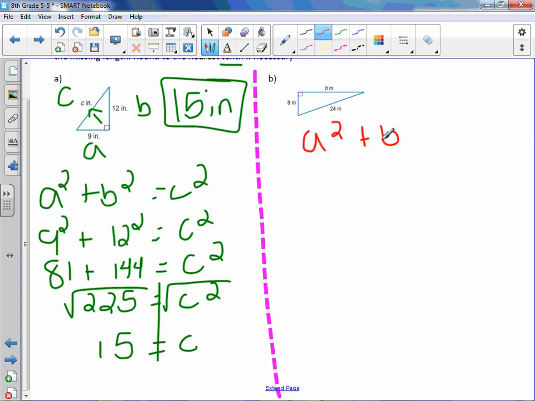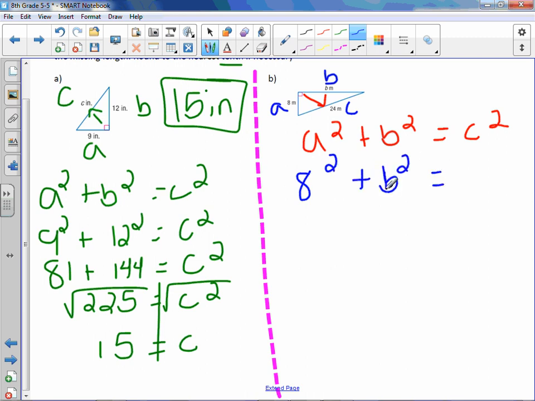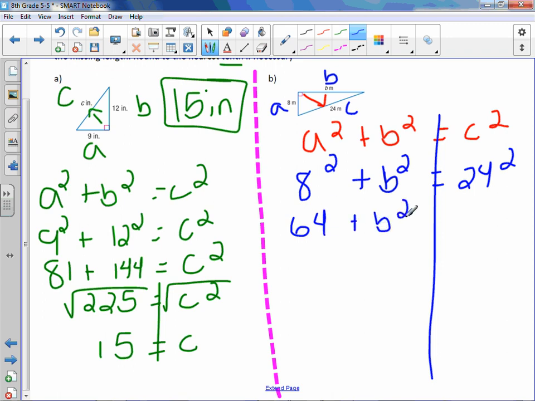So letter B, a squared plus b squared equals c squared. I know c is across from the right angle. It is the hypotenuse. So this is c. This one's labeled b, so I might as well keep it that way, and a. A is 8, 8 squared plus, we don't know b squared equals, and c is 24, so 24 squared. 8 squared is 64, bring down the plus b squared. 24 squared is 576.